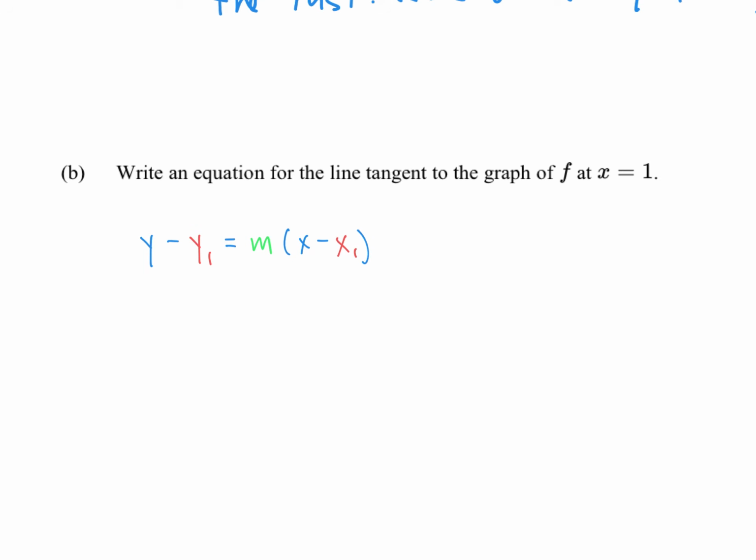Okay, so for us, the x value is 1, so we know that x1 is 1. And the y value is just whatever f at 1 is. So we can write that: this is really y minus f at 1 equals, okay, and then we want the equation for the tangent line. And so here, this is the slope of the tangent line, and slope of the tangent line is the derivative. Okay, and this is the derivative at 1, whatever x value they say.